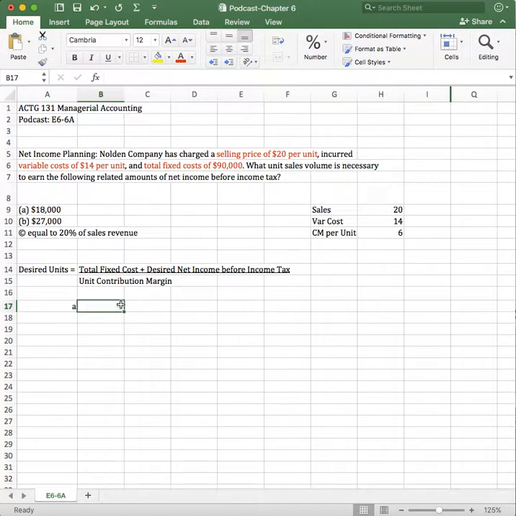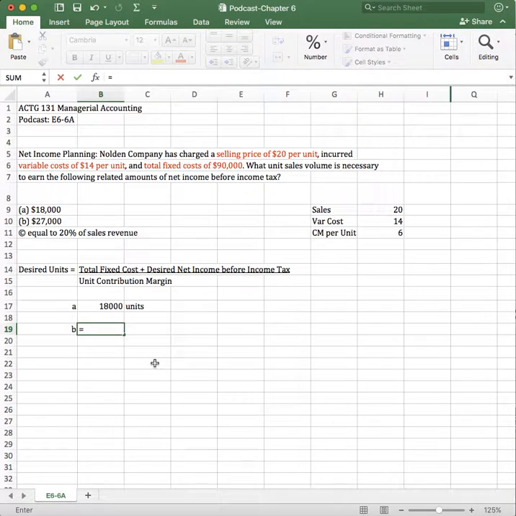So the total fixed cost is 90,000. That comes from up here. And we're going to add that to the desired net income, which is 18,000. And we're going to divide all of this by $6. So once again, 90,000 is fixed, 18,000 is the amount of net income before income tax, and 6 is the contribution margin per unit. So the answer to the first one is 18,000 units. That's pretty simple, if you can remember formulas and things. Let's do the next one.